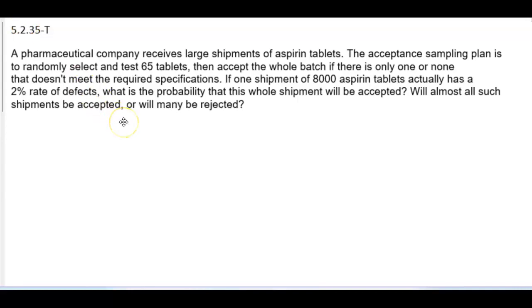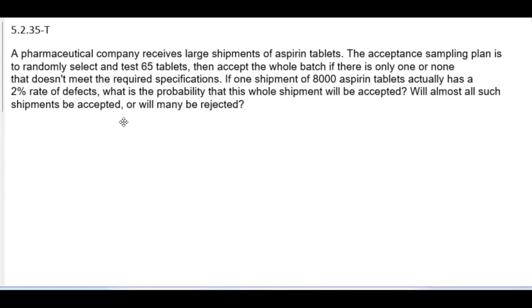A pharmaceutical company receives large shipments of aspirin tablets. The acceptance sampling plan is randomly selected and tests 65 tablets. Then accept the whole batch if there is only one or none that doesn't meet the required specifications.